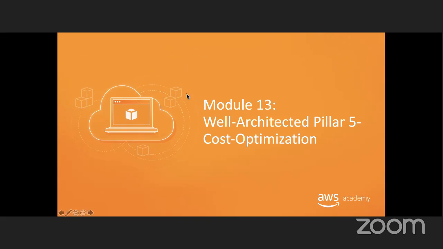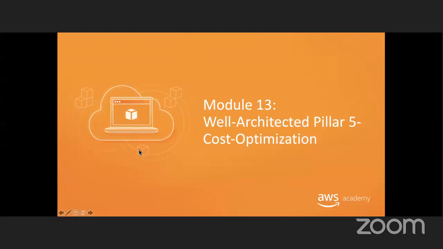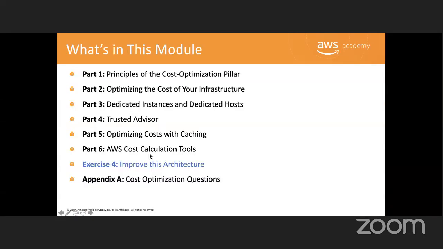Okay. So, what's in this module? Part 1, the principles of cost optimization pillar. Part 2, optimizing the cost of your infrastructure. Part 3, dedicated instances and dedicated hosts. Part 4, Trusted Advisor. Part 5, optimizing costs with caching. And part 6, AWS cost calculation tools.